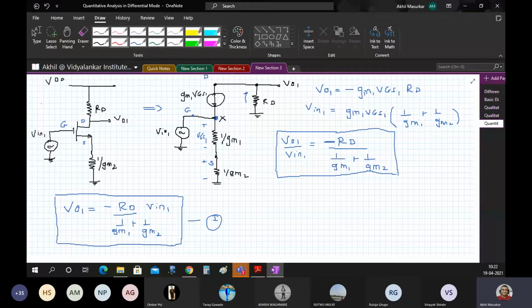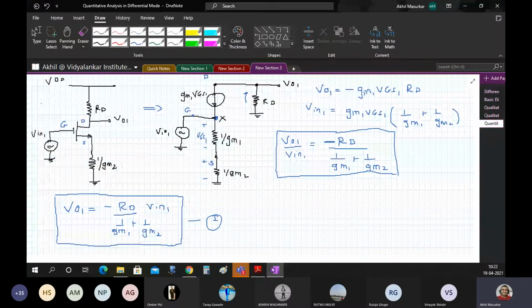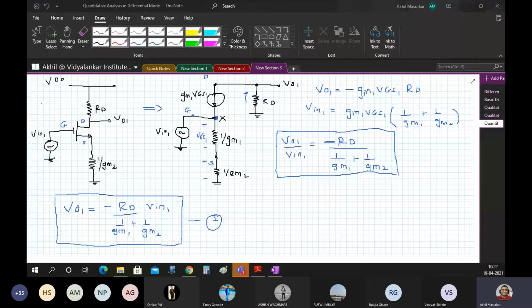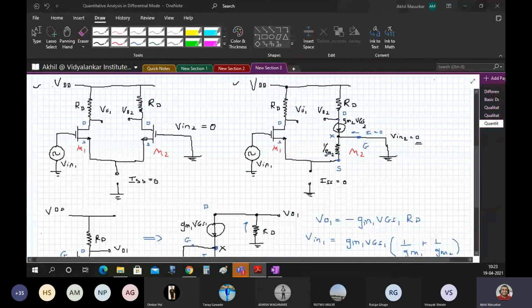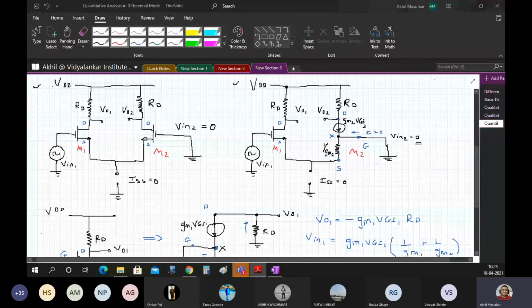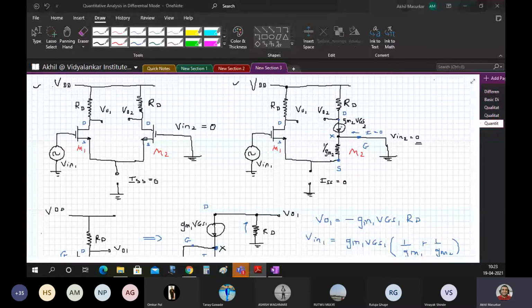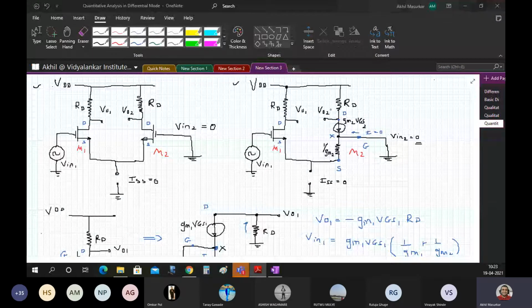Please write done in the chat box once you are done drawing this. In the meantime, those who are finished can think about how to calculate V02 in terms of V in 1. First I solved V01 in terms of V in 1. Now V02 is also present, so we want V02 in terms of V in 1. How to do that? Anyway, we will start with V02 and then move forward.